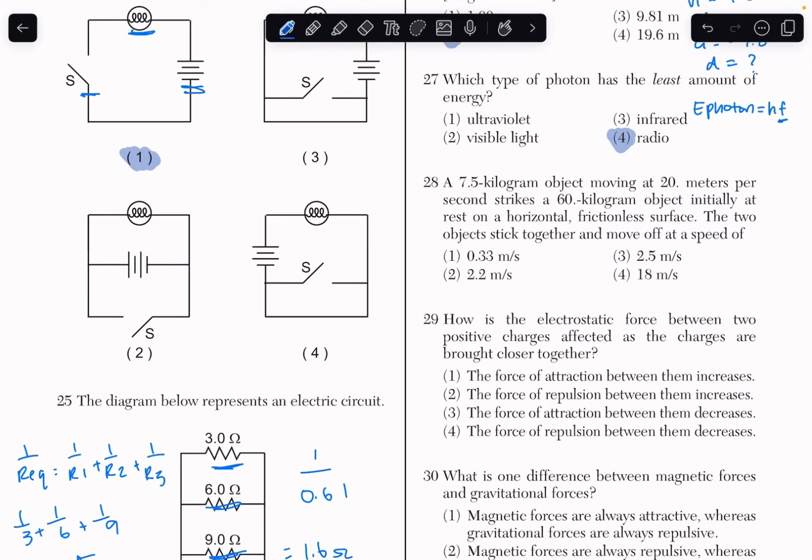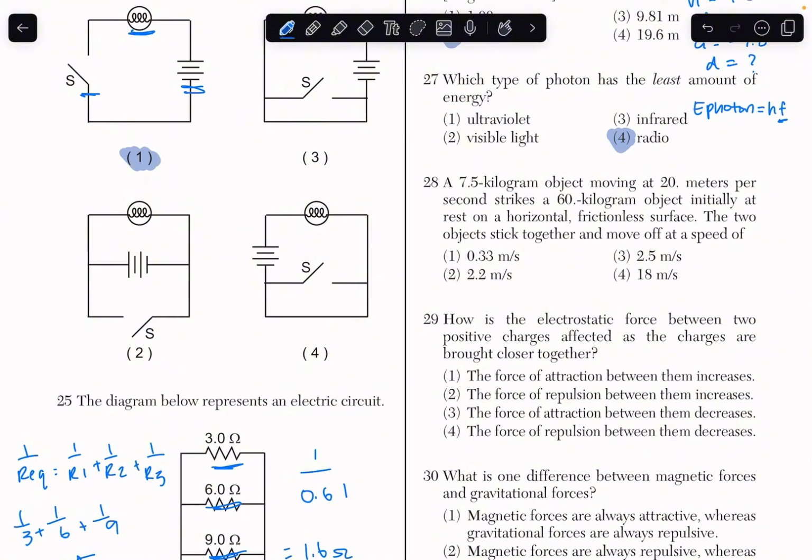28. A 7.5 kilogram object moving at 20 meters per second strikes a 60 kilogram object initially at rest on a horizontal frictionless surface. The two objects stick together and move off at a speed of... So, it's giving us two objects colliding and sticking together, which is obviously momentum. So the biggest rule for momentum is that it stays the same before and after collision. So first, let's calculate the momentum in the system before the collision.